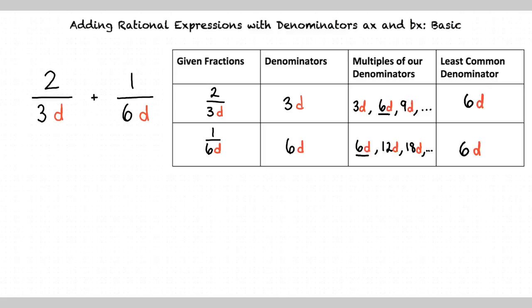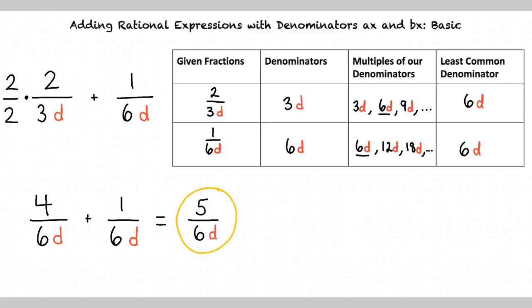Yes, that's exactly right. 2 over 3d times 2 over 2 equals 4 over 6d, and our expression becomes 4 over 6d plus 1 over 6d. Now that both fractions have a common denominator, we can do the addition. The result, after adding our fractions together, is 5 over 6d. Okay, this all makes sense to me now.